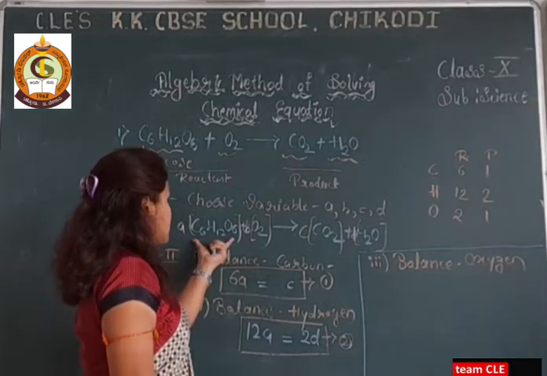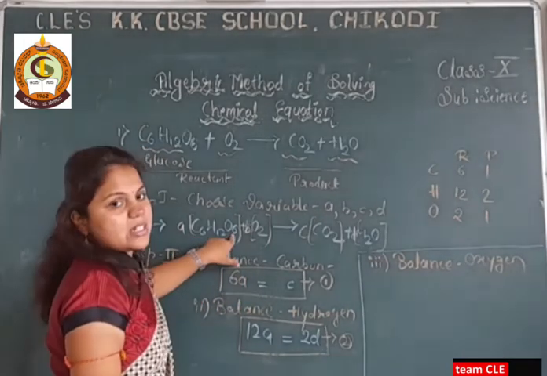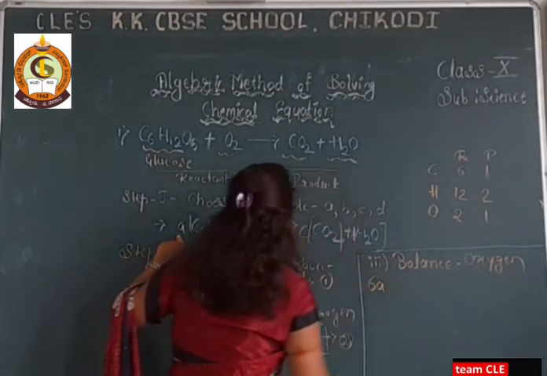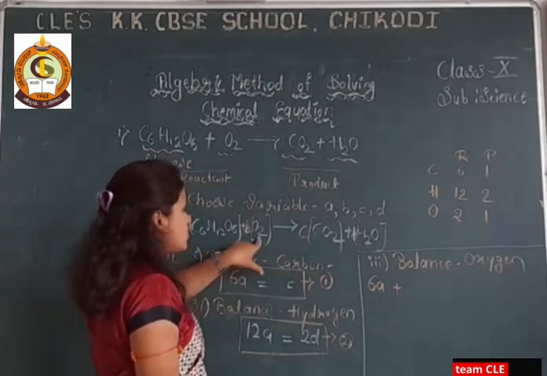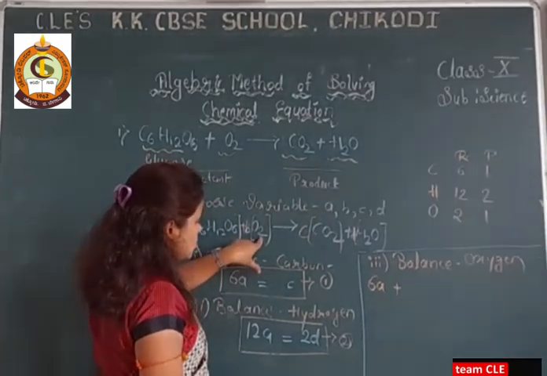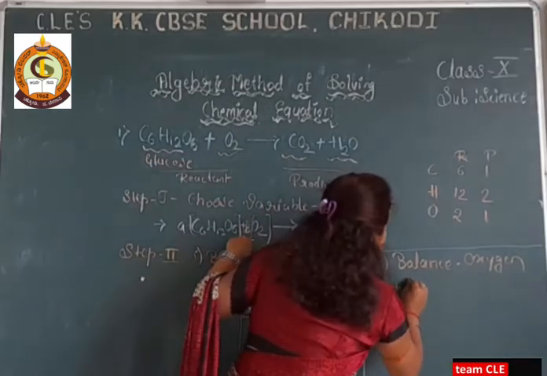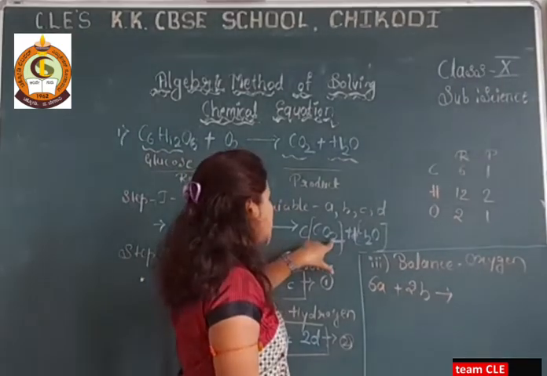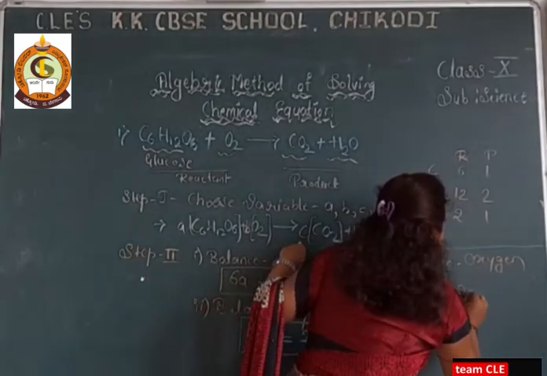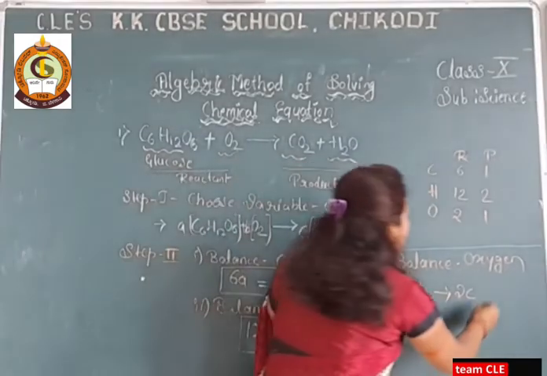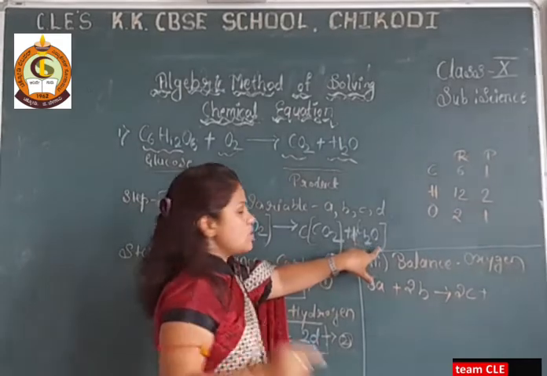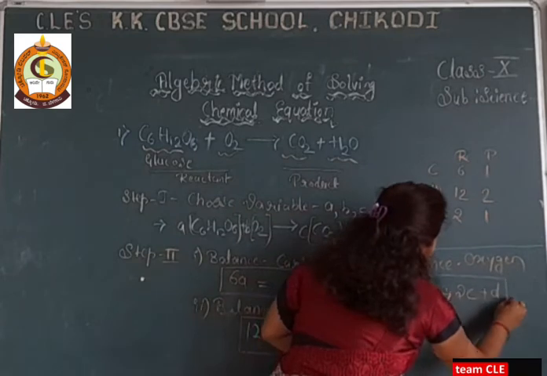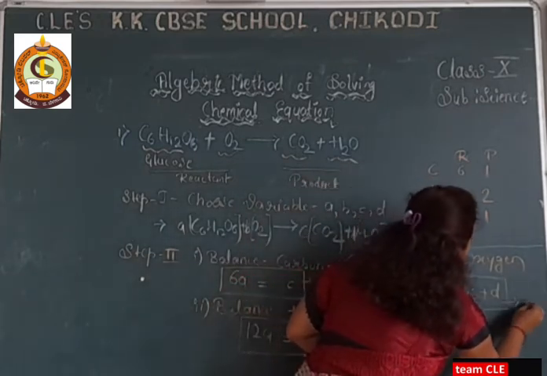In the first part, how many oxygens are there? 6. So you have to multiply 6 with A. So here 6A plus, here how many oxygens are there? 2. So this 2 you have to multiply with B, that is 2B, gives rise to, how many oxygens are there? 2. So 2 into C plus, how many oxygens are present here? Only 1. So 1 into D. So this is our third equation.